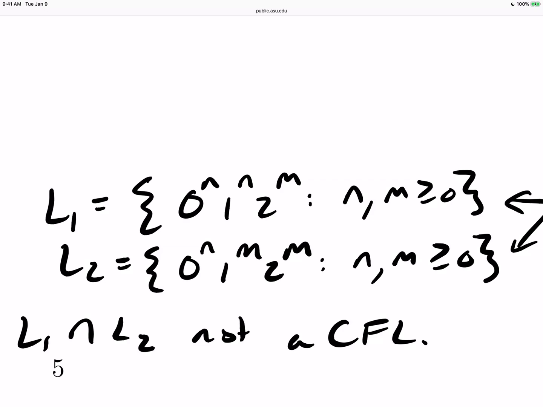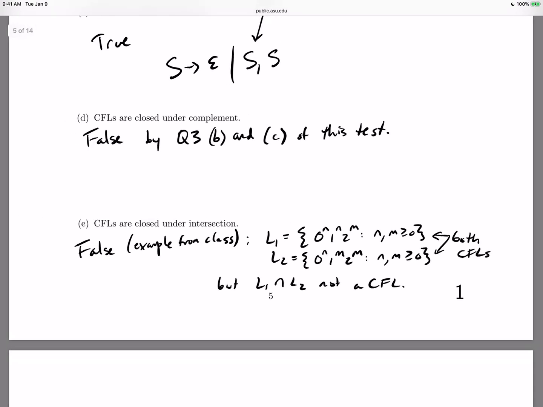Yeah, so it's just the strings. L1 is just the strings where zeros and ones are the same number and twos can vary. So the m has nothing in relation to n. Yeah, I shouldn't have used n and m because it's kind of hard to say. But yeah, zeros and ones are the same for L1, and ones and twos are the same for L2. Okay. Any other questions about D and E?